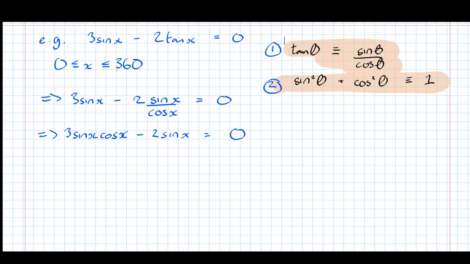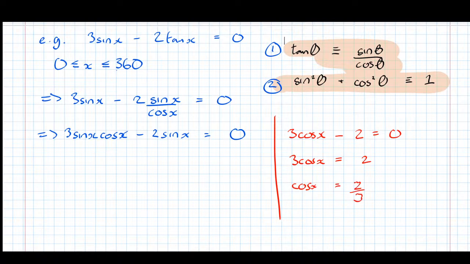And this is the part where I'm actually going to do something wrong here. I'm going to show you the wrong way to do this and explain why it's wrong. So notice that both terms have a sine x in common. Again, what I'm about to do is wrong. So I'll do the wrong bit down here. Divide both sides by sine x, which gives us 3 cos x minus 2 equals 0, which means that 3 cos x equals 2, which means that cos x equals 2/3.